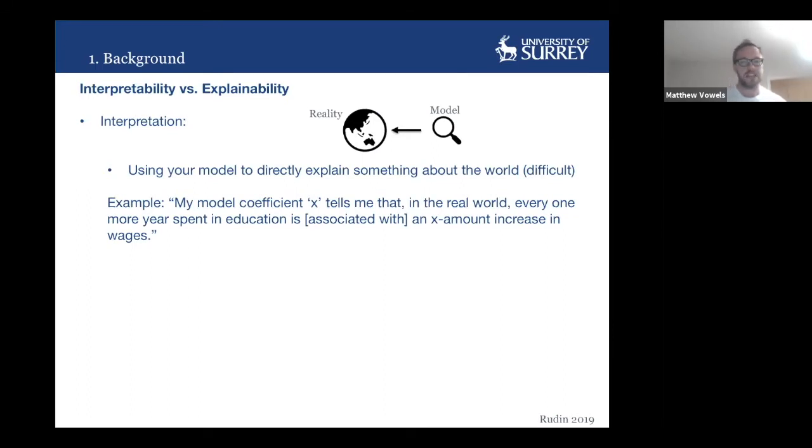So firstly, interpretation, it's like the holy grail. We really want to be able to take our model and understand something about the world, external reality. As an example, if you had a very good model, let's say you use a linear regression, which is in my view never going to really do the trick, but let's say that you have got that model and it's correct, then you might say something like my model coefficient X, or beta in the nomenclature typically used for linear regression, tells me that in the real world, maybe every 1 year spent in education is associated with, or maybe even causally linked with, an X amount increase in wages.